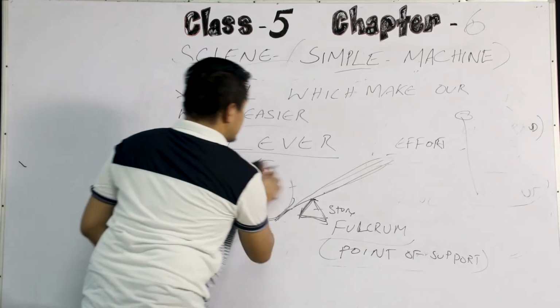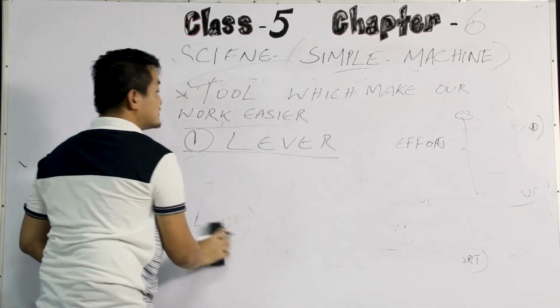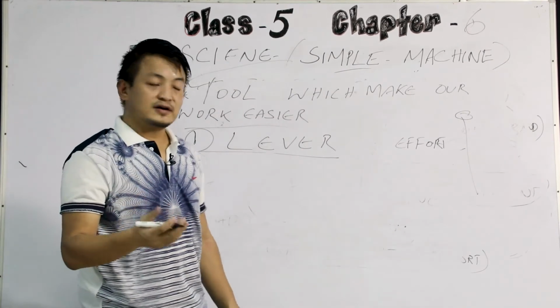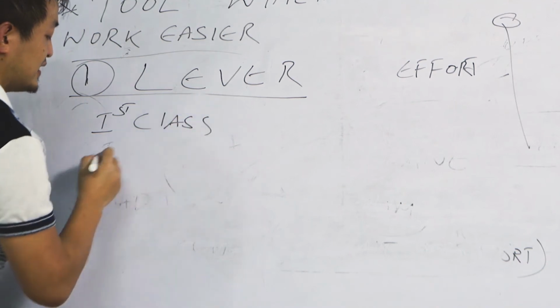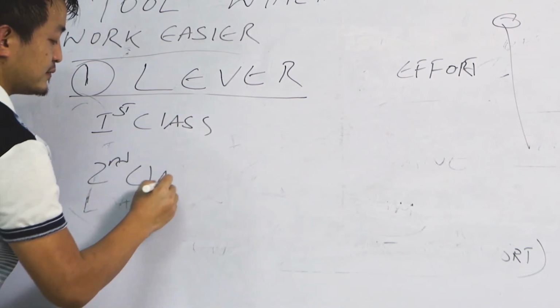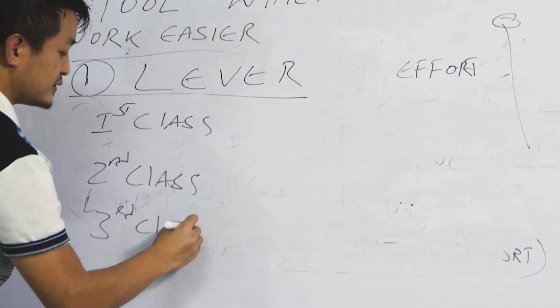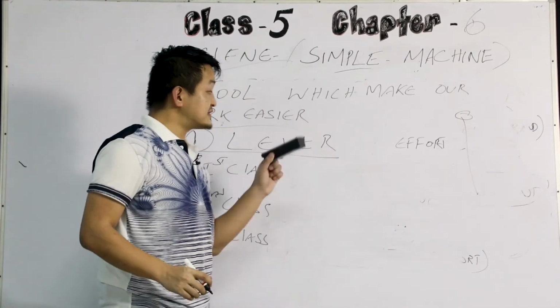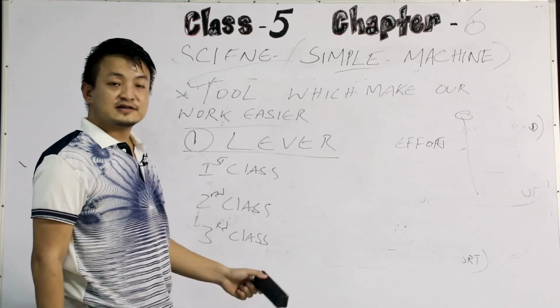Now I want you to note down three types of lever. Okay, so that is first class lever. We have first class lever, second class lever, and third class lever. So this lever, we have first class lever, second class lever, and third class lever.